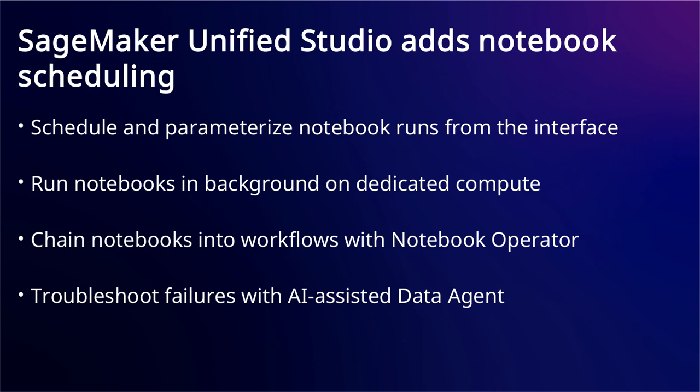You can chain multiple notebooks into workflows using the notebook operator in the Workflows tool, where outputs from one notebook feed as inputs to the next. When runs fail, the SageMaker Data Agent provides AI-assisted troubleshooting to identify root causes and suggest fixes directly in the notebook. You can also use the Data Agent to create schedules and start runs using natural language commands.